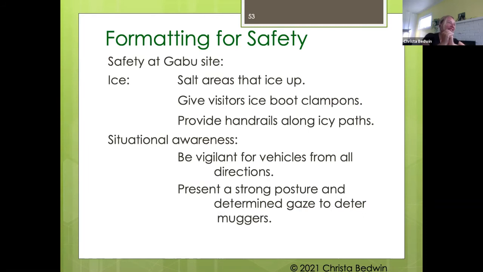Ice is terribly dangerous. You know, people think winter is romantic. It's not. It's just painful. So anyway, and then situational awareness. They had two points. So be vigilant for vehicles and present a strong posture and determined gaze to deter muggers. So we took all those words and we made them much shorter and easy to check off that we did these things.